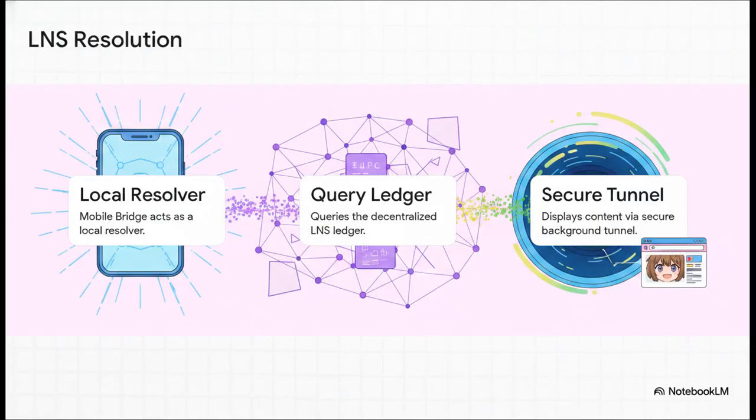Behind the scenes, your mobile bridge is acting as the local resolver. It basically queries the decentralized LNS ledger to locate exactly where that content lives out on the peer-to-peer network, and then it pulls that content down via a highly secure background tunnel. So for you, the user experience feels exactly like traditional lightning-fast web browsing. But the key difference? It guarantees total privacy because you completely bypassed all those centralized servers.